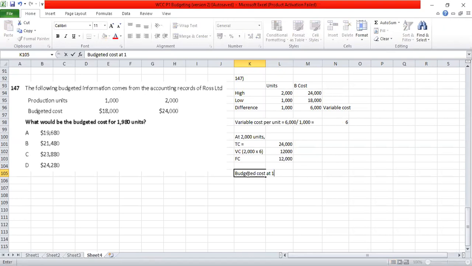Budgeted cost at 1980 units. First, find out what is variable cost. Variable cost would be 1980 into 6.